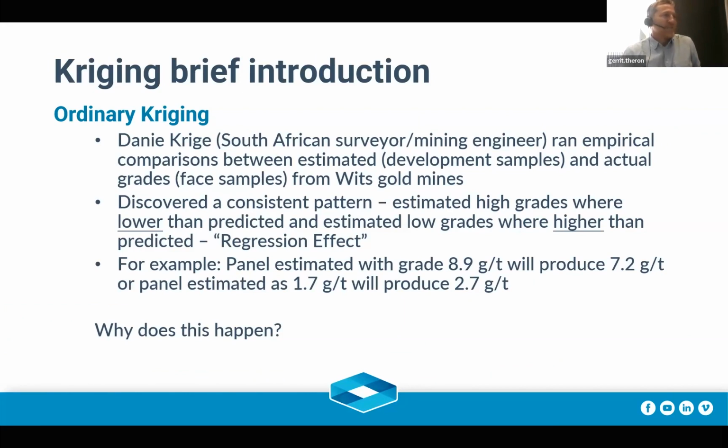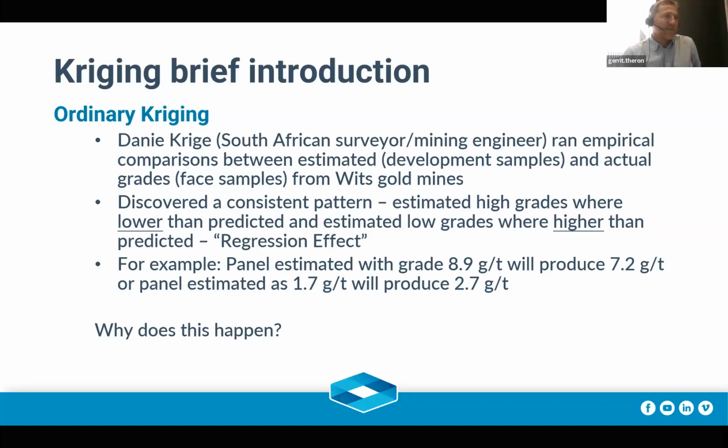So I think most of us as geologists know the story of Danie Krige. Some say he was a surveyor, some say a mining engineer. And he saw that with empirical comparisons between estimated and actual grades, there was a difference. So he got his estimated samples from developments in the gold mines, and then when they did the actual face sampling, he saw there was a difference from what he was expecting. So they discovered a consistent pattern.